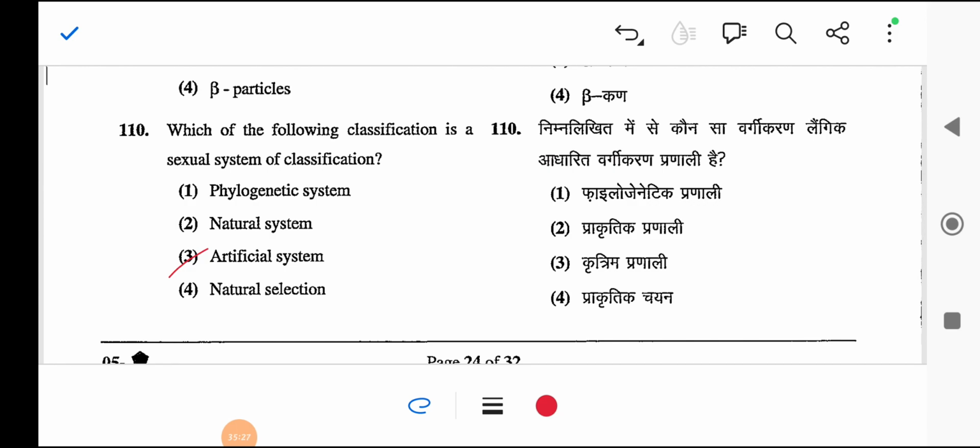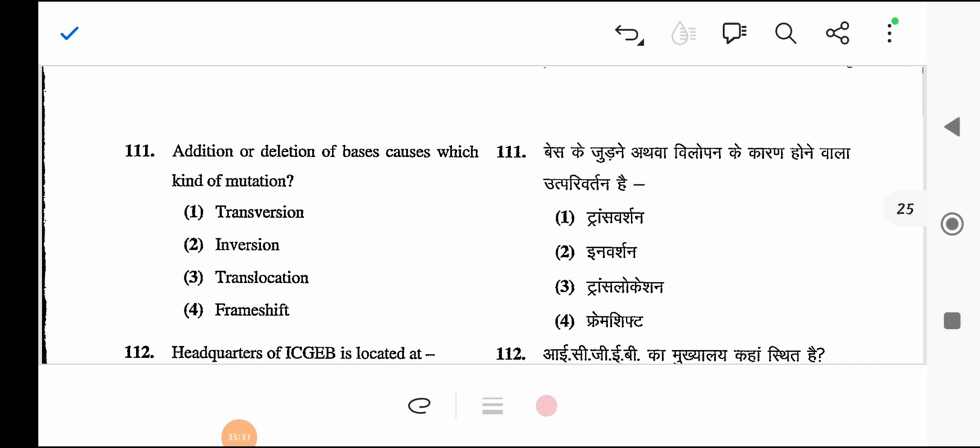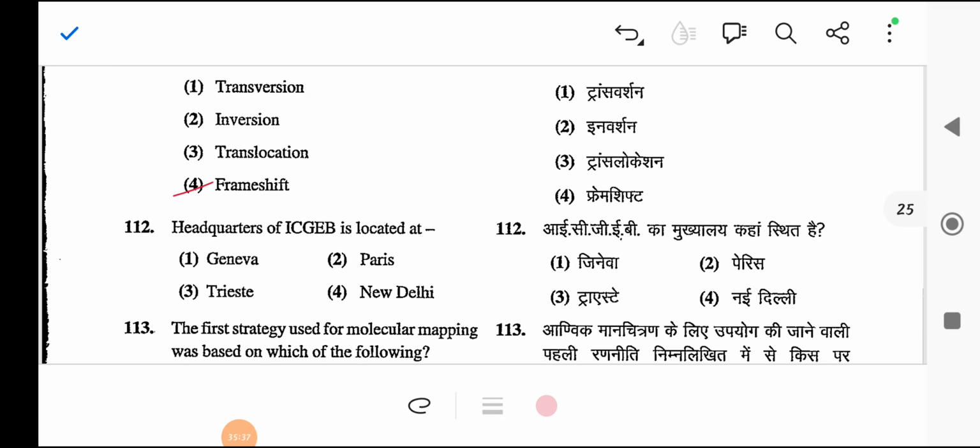Next, addition or deletion of bases causes what kind of mutation? It causes frame shift mutation. Next, the headquarters of ICGEB is located at Trieste.